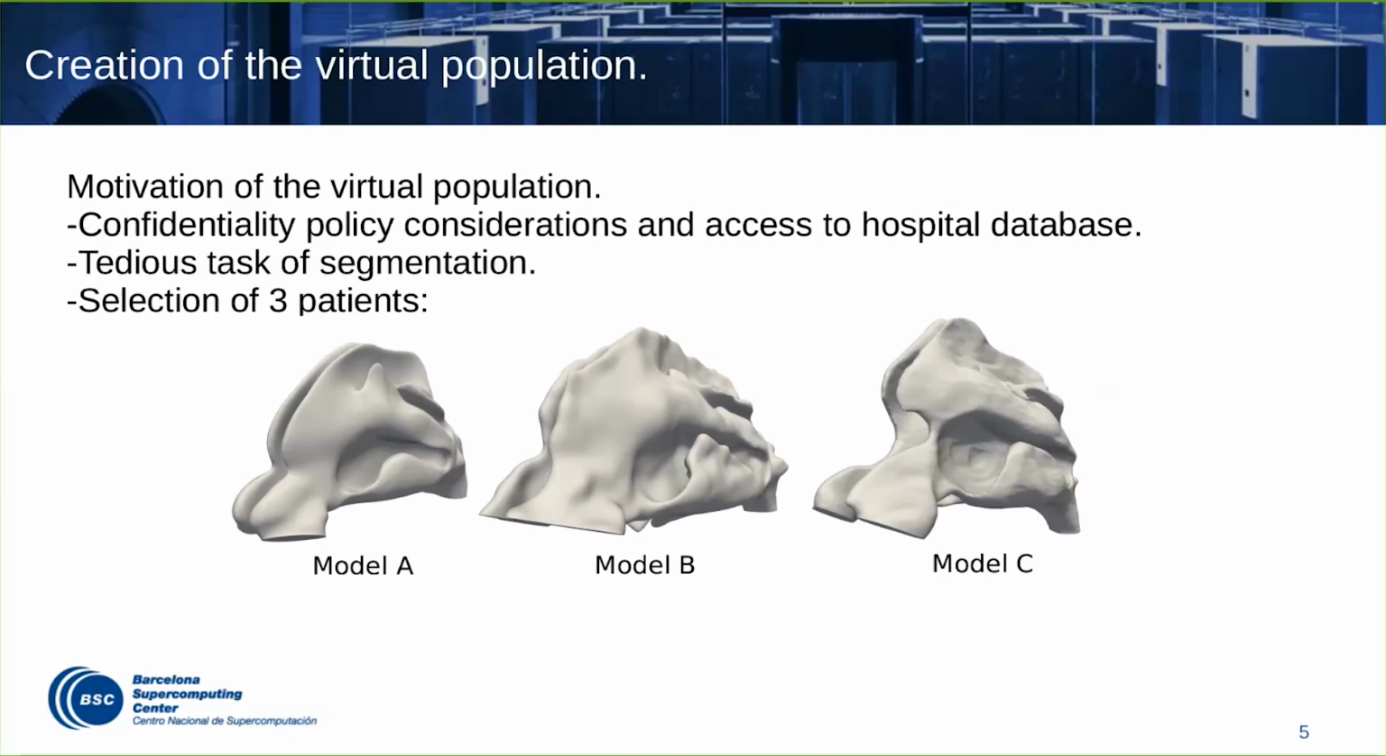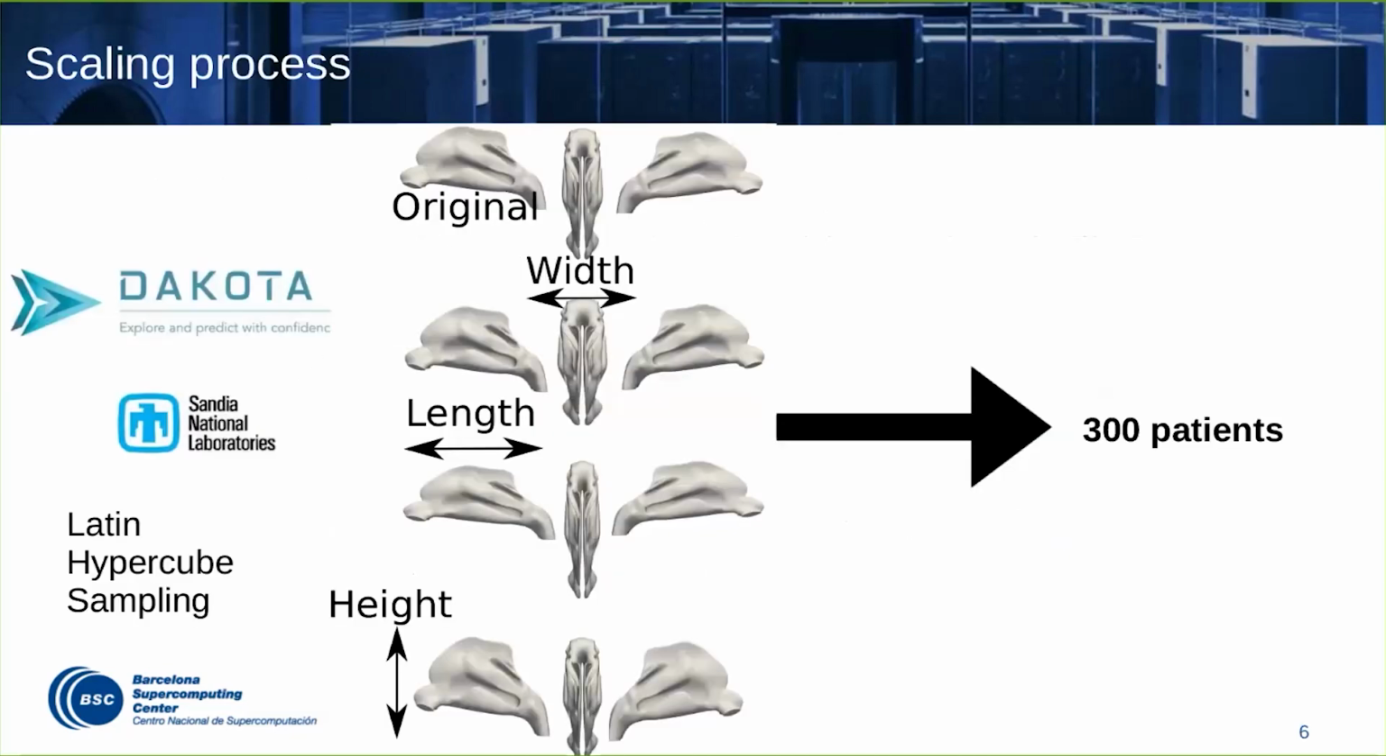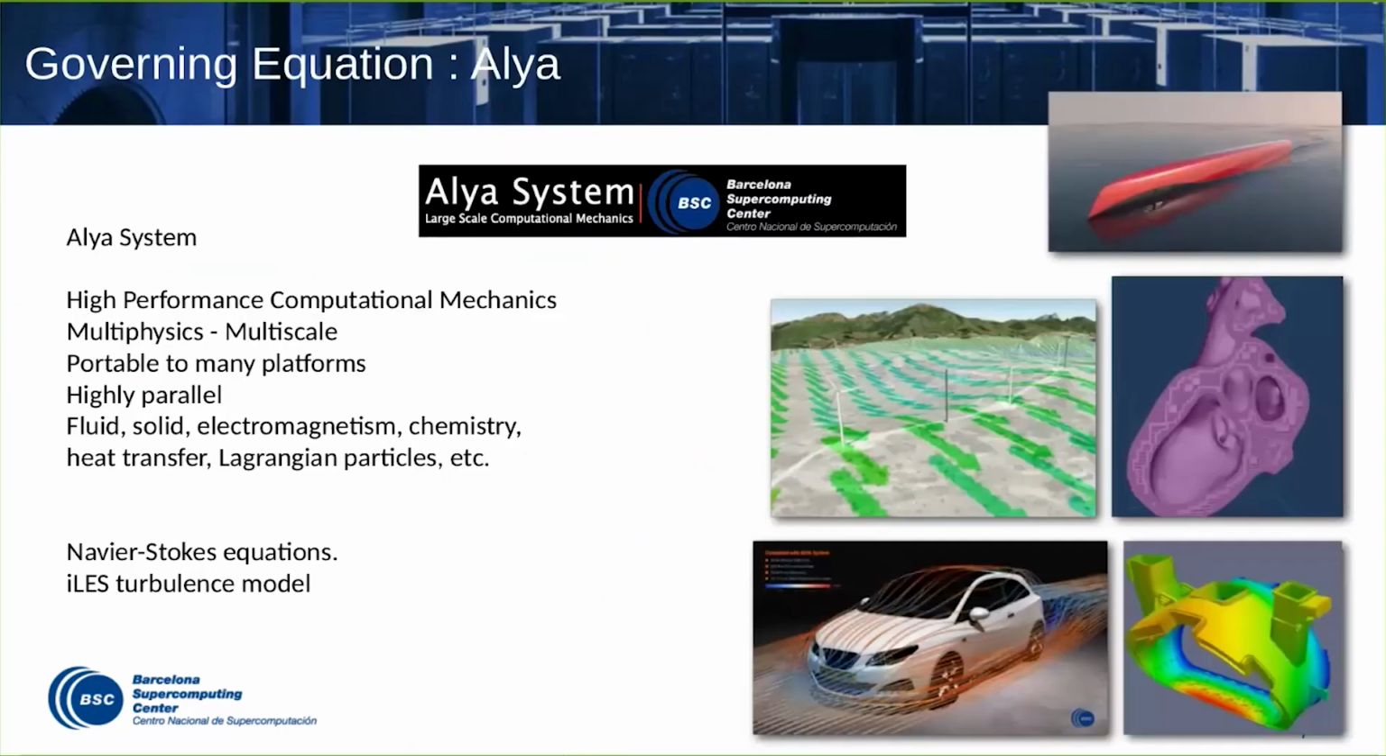So we will use the 3 geometries to create 300 patients using the random scaling process, through a Latin hypercube sampling, through Dakota software, to create this virtual population. For each patient, we create 100 patients. So in total, we have 300 patients. We use the scaling process to vary randomly the width, the length, and the height of each geometry, and we obtain this data augmentation.